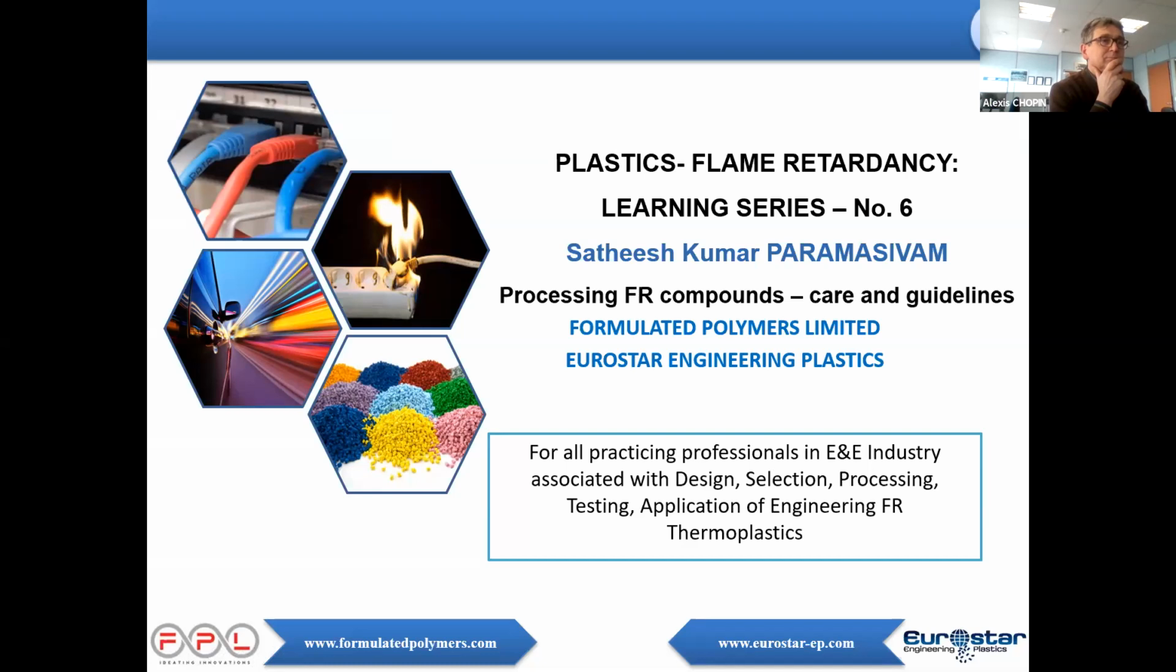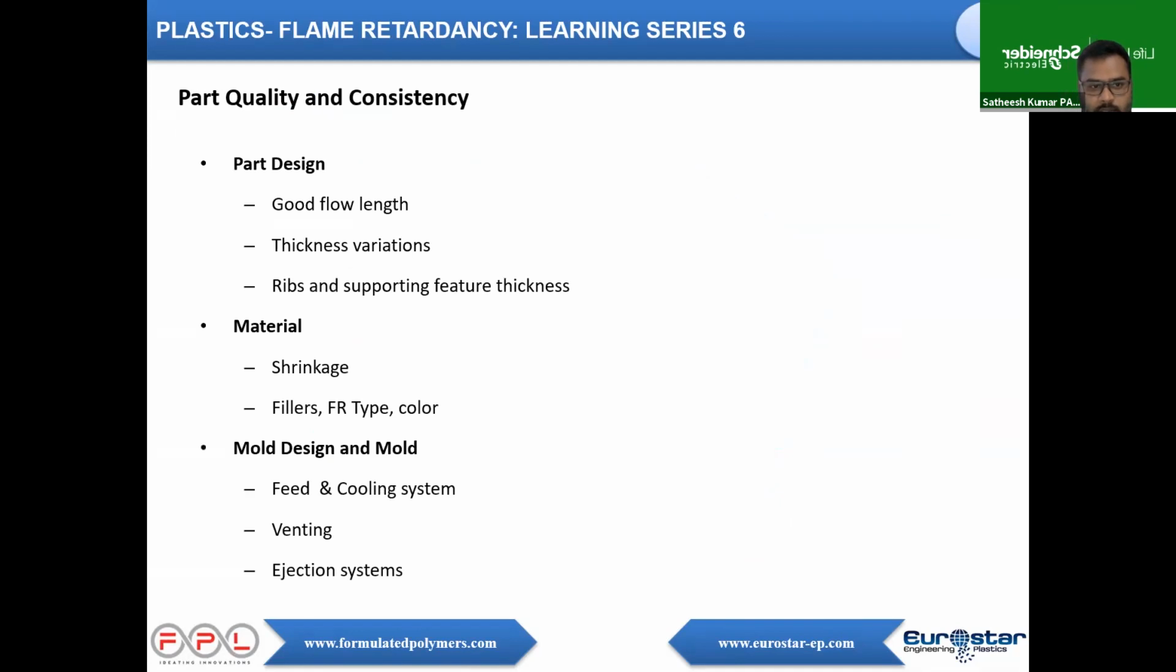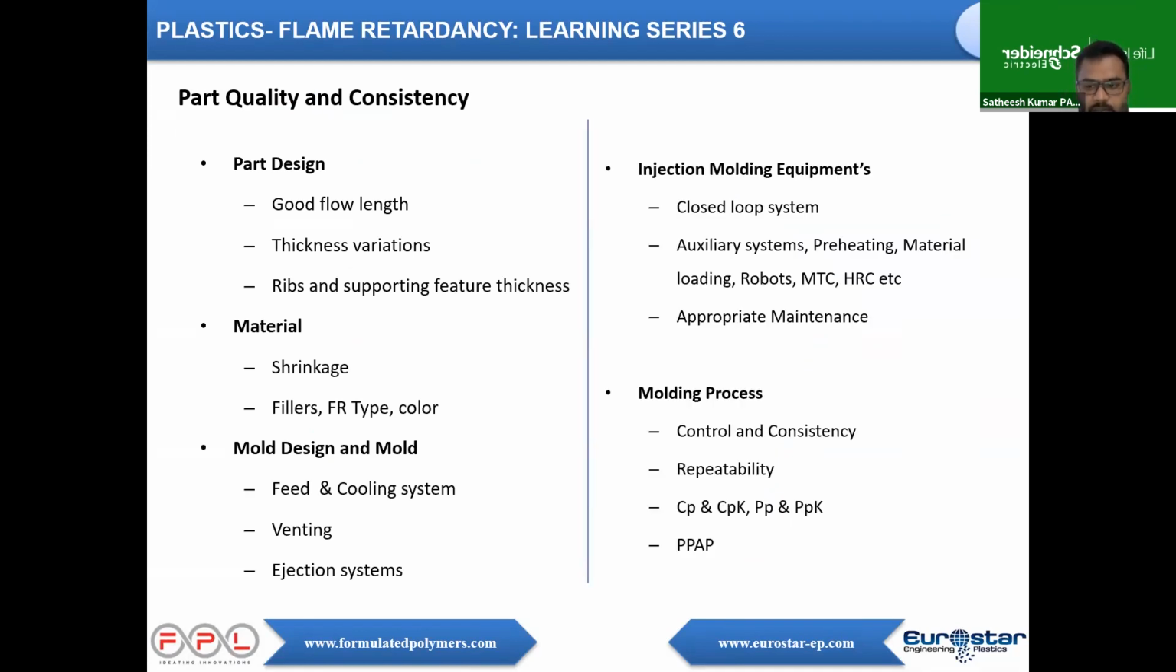Perfect. Okay. So I'm starting with this because we talk about process, and when we talk about CPK or the process capability, I thought I'll start by giving a reminder on the different parameters that need to be considered for the part quality. And then a reminder on the main important criteria that need to be taken care of. And then, when we talk about the molding process, I will talk about control and consistency, the repeatability, and then a few pieces of information on the CPK and the process performance capability. Then I will try to give more detail on PPAP.